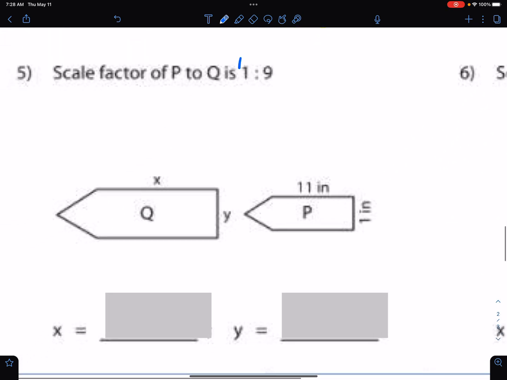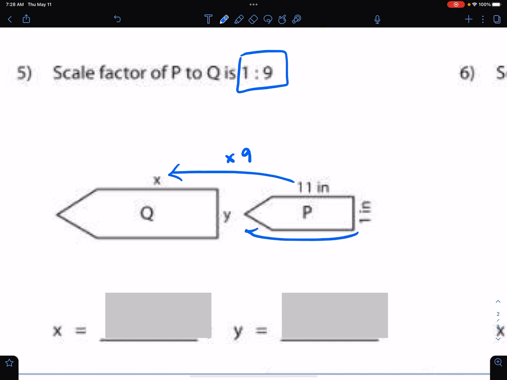All right, this one is a scale factor of 1 to 9. So this would be getting smaller. Oh, no, that one's getting bigger. So that'll be times 9. This one is also going to be bigger, so it's times 9. So x is 11 times 9 equals 99. Y is 1 times 9 equals 9.